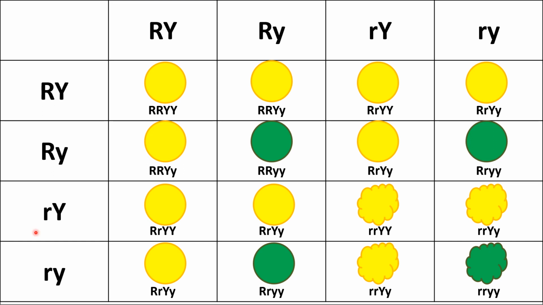This represents the phenotype of the F2 generation of our two-factor cross. There are 9 round yellow seeds, 3 round green seeds. We also have 3 wrinkled yellow seeds and 1 wrinkled green seed.